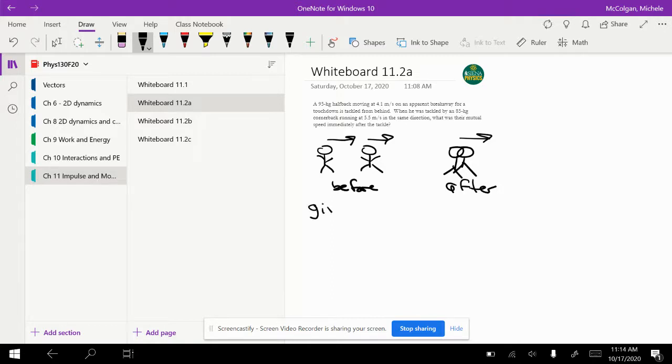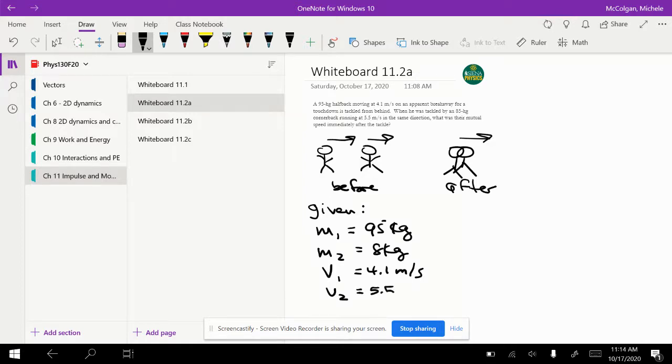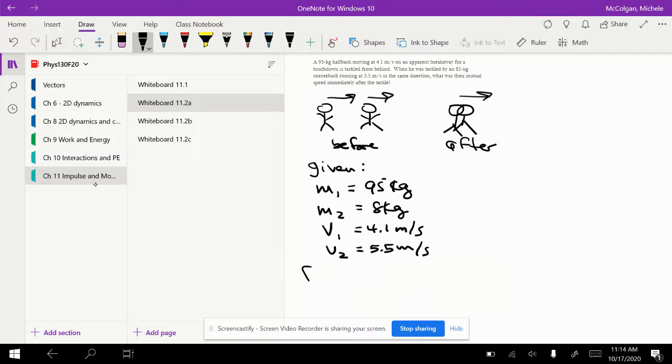So I'm given that the mass of the first football player is equal to 95 kilograms, and the mass of the second football player is 85 kilograms. The speed of the first is 4.1 meters per second, and the speed of the second is 5.5 meters per second. And what I'm trying to find is their final speed right after the tackle.